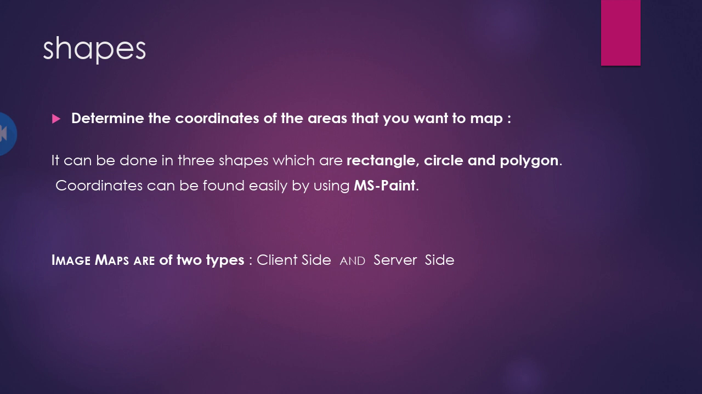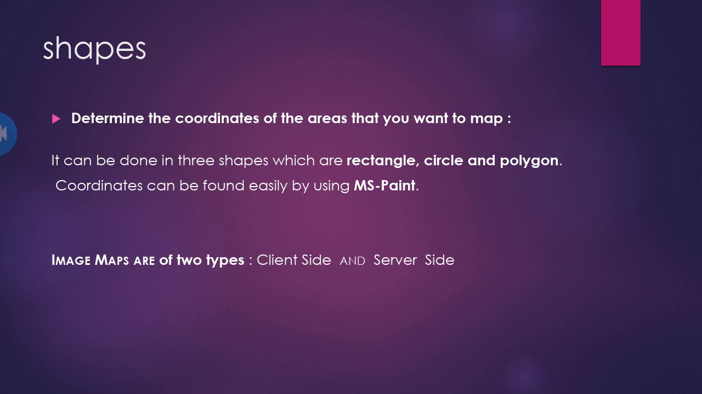Next is shapes. What type of shapes can you use when you have to do image mapping? HTML provides 3 basic shapes. These are rectangle, circle, polygon. Whenever you use any of the shapes, you have to select the coordinates. To check the coordinates of the image, you have to open the image with MS Paint. I will explain in a later slide how to check the coordinates.